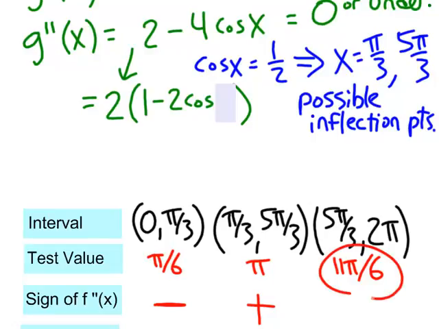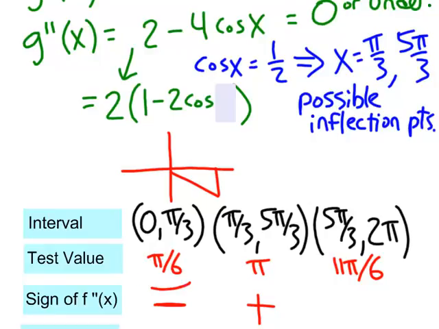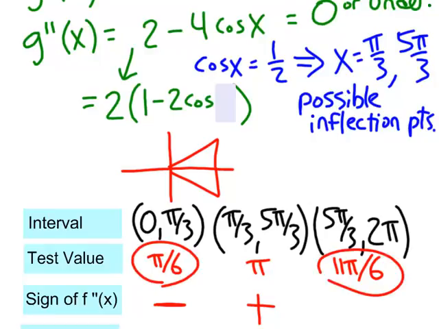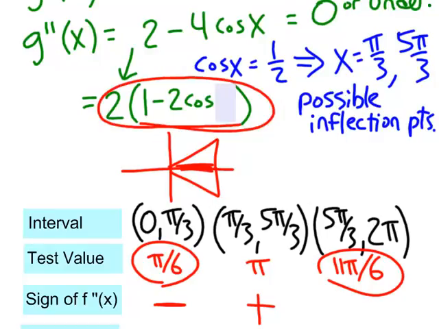And finally, 11 pi over 6. Well, keep in mind where that is on the unit circle. This is 11 pi over 6. Our first test value there, pi over 6, was its mirror image across the x-axis. So pi over 6 and 11 pi over 6 have the same adjacent over hypotenuse. They have the same cosine. So whatever conclusion I drew for pi over 6, I'm going to get the same conclusion for 11 pi over 6. That means I have a negative right there.